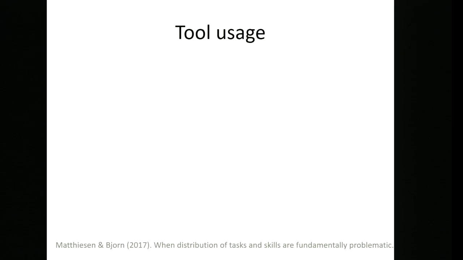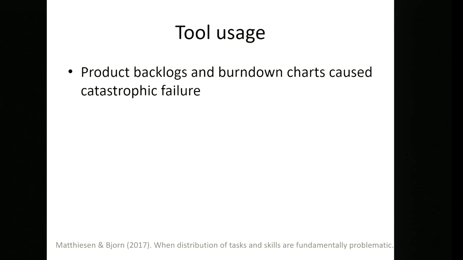Okay. Right. Tool usage. So here's a really nice one. We've looked at just thinking, do agile practices make things better or worse? This is one looking at tool usage rather than practices. And this one found that product backlogs and burn down charts cause catastrophic failure. I think that's a lovely result.